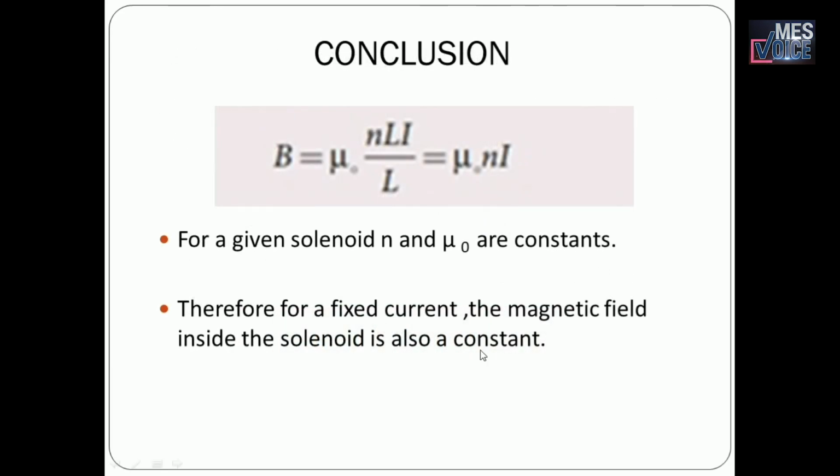To conclude, the equation for the magnetic field at a point inside the solenoid is B is equal to mu0 into n into I. Here the values of mu0 and n are constants. So for a given solenoid, for a fixed current I passing through it, the magnetic field inside the solenoid is also a constant. Hope all of you got the basic ideas of Ampere's circuital law and its application in solenoid.